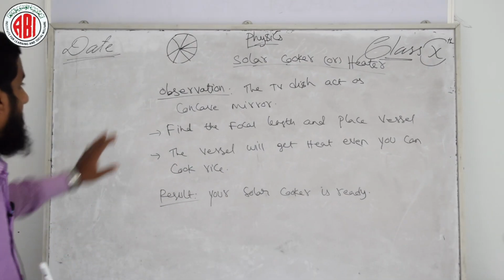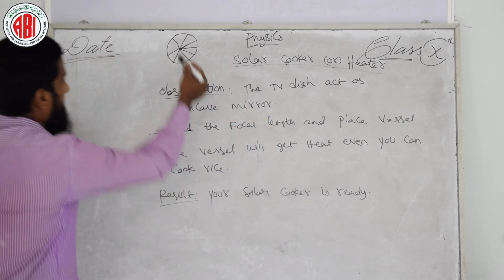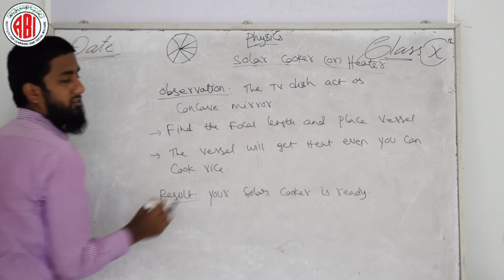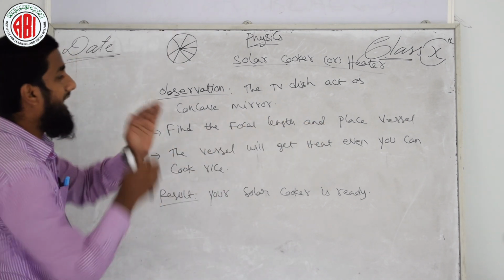Okay student, observation: the TV disc acts as a concave mirror. Find the focal length of that concave mirror and place the vessel at that point.